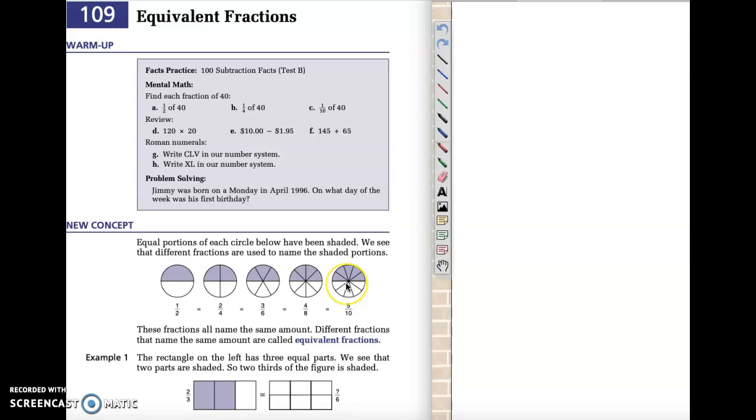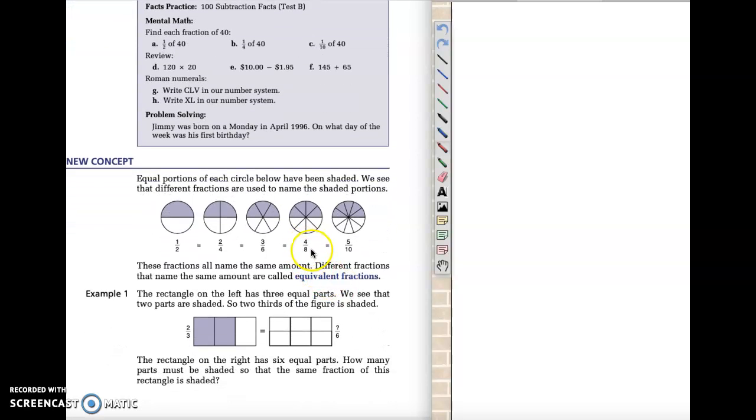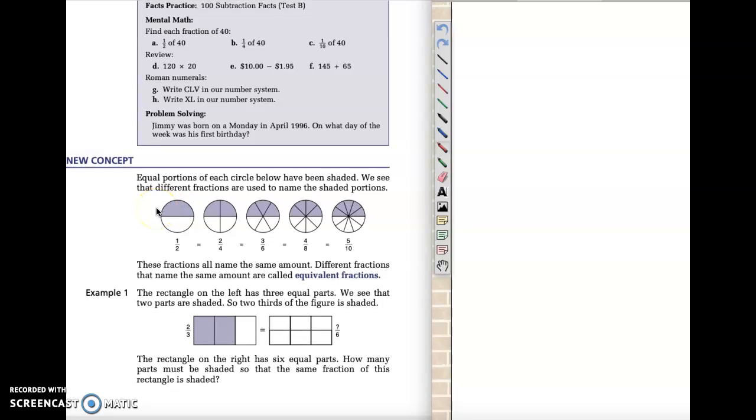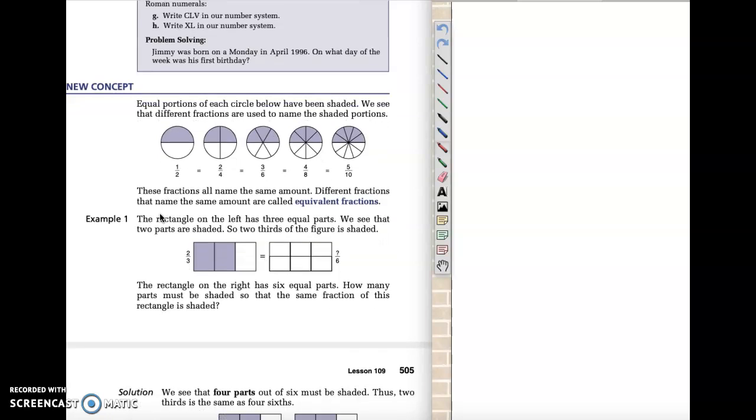4/8, and 5/10. A couple lessons ago, we talked about how you can quickly find out if a fraction is half: if your numerator is half of your denominator, then you know that this fraction is equal to 1/2. So the big idea here is that we have different fractions that name the same amount, and they're called equivalent fractions. So let's take a look at example 1.